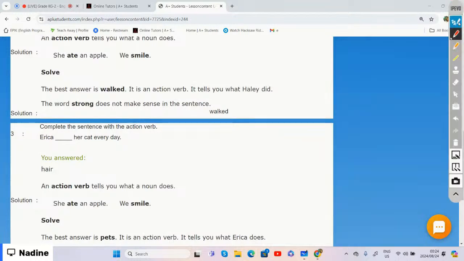All right, let's look at the next one. Erica, referring to one person. So do we say Erica pets or Erica pet her cat every day? We need to choose the correct action verb. Do we say she pet or pets her cat every day?